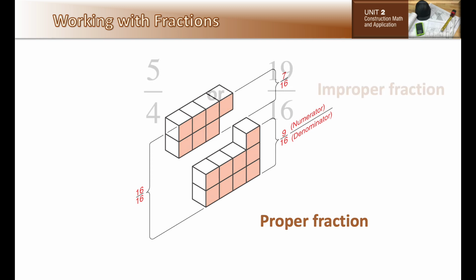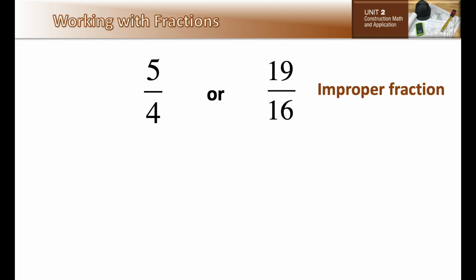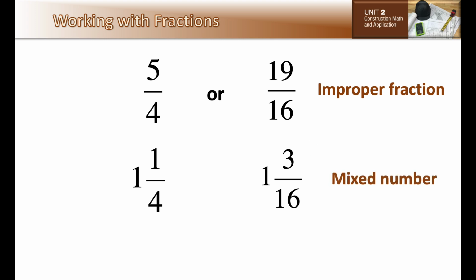An improper fraction is a fraction in which the numerator is greater than the denominator, such as 5/4 or 19/16. In order to reduce an improper fraction to a mixed number, divide the numerator by the denominator. As seen here, 5/4 can be reduced to 1 1/4, and 19/16 can be reduced to 1 3/16. These are called mixed numbers.